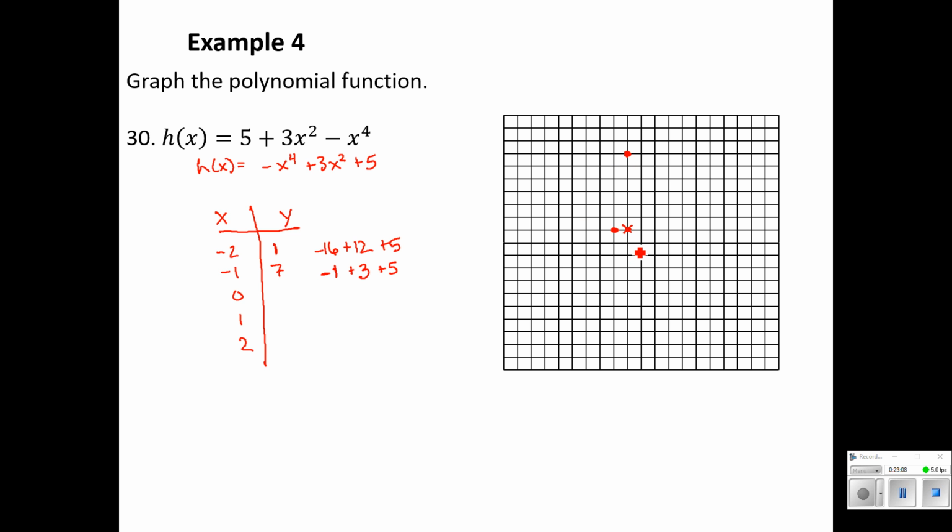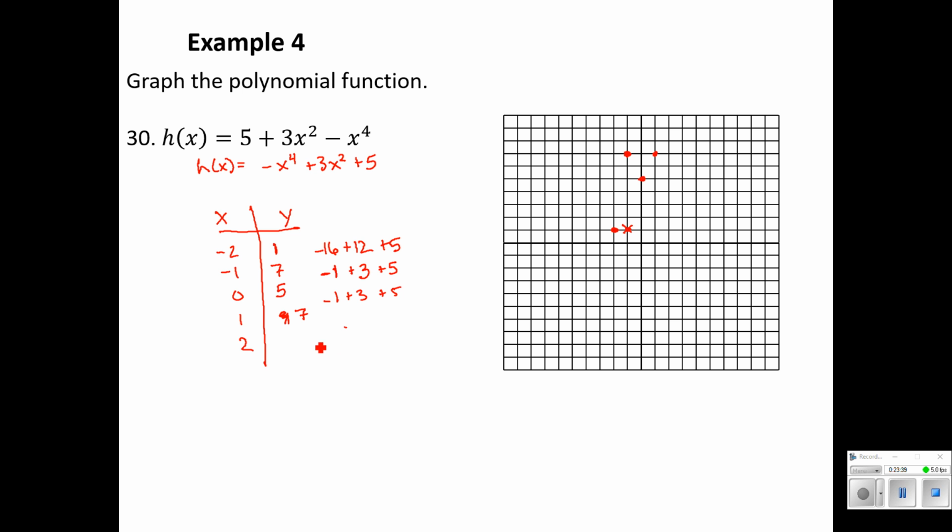I keep plotting points wrong. I apologize. The axes are kind of difficult to see on this graph. If I plug in a 0, that one's easy. Positive 5. If I plug in a 1, I have 1 plus 3 plus 5. That's 9. Oops, sorry. Negative 1 plus 3 plus 5. That is a 7 again. Can't forget that negative sign out front. We don't have that same symmetry that we had with parabolas, unfortunately.